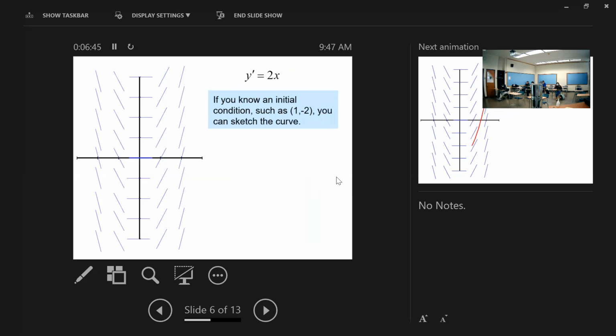They came up with a different initial condition. Instead of 1, 4, it's 1, negative 2, even though it's the same derivative. So you go to the point, 1 to the right, down 2. They're telling you that's on the graph. So when you go 1 to the right, down 2, from there you go up because that's where the slope was channeling you.